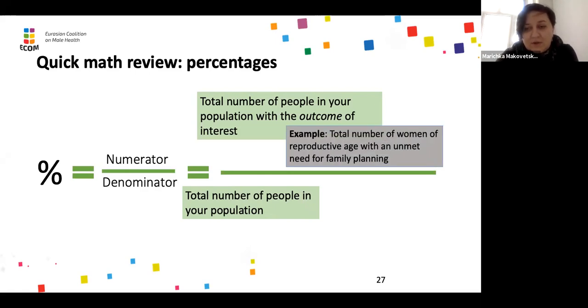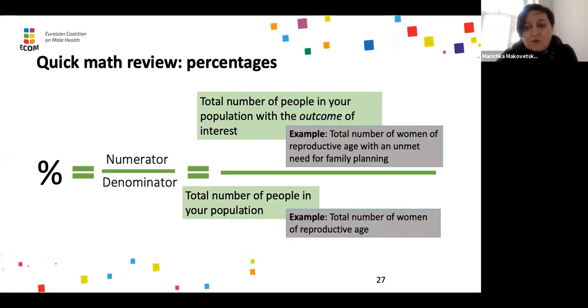In the numerator, you have the total number of women of reproductive age with unmet need for family planning. But then in the denominator, you'll have the total number of women of reproductive age. So there is a difference. And by doing this simple math, you will have your percentage of women who have unmet need for family planning.